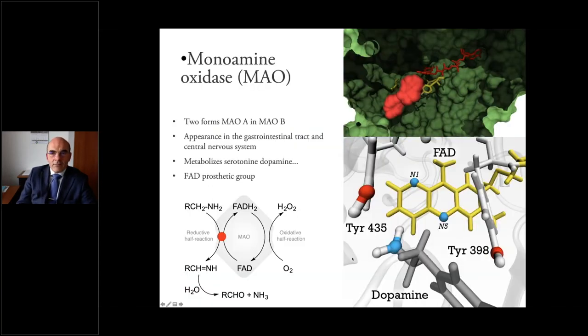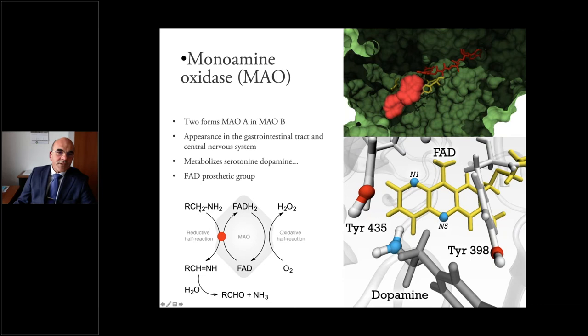Okay, now we have basically all the tools to proceed with monoamine oxidases. We are talking about two enzymes, MAO A and MAO B. They appear in the gastrointestinal tract and in the central nervous system. They metabolize serotonin, dopamine, tyramine. You know, if you block those with one of the inhibitors and eat old cheese that contains tyramine, you have a very, very good chance of ending up in the emergency medicine department.